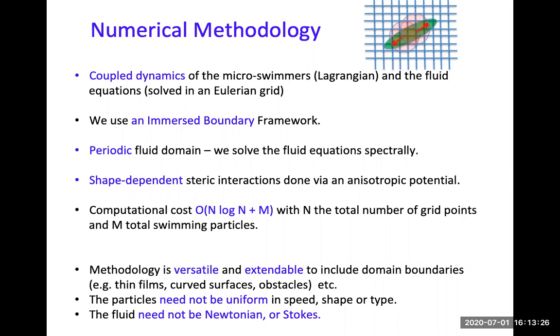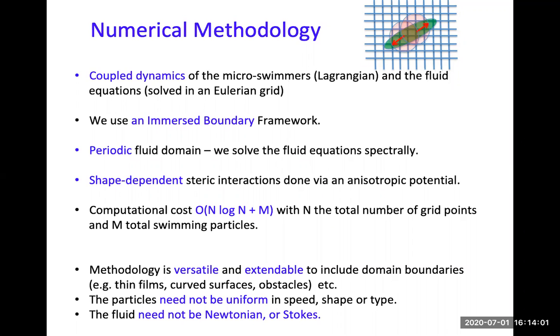And you can include shape-dependent collisions, right? So you can have spheres, ellipsoids, or anything more complicated if one desires. And one can solve this in a pretty fast manner. The methodology is versatile. You can extend it to include domain boundaries, as I'll show later. The particles do not need to be uniform in speed or shape or type. You can have mixtures. And the other thing is the fluid doesn't need to be Newtonian or Stokes. So this is an advantage over singularity methods, which are predominantly Stokes flow.